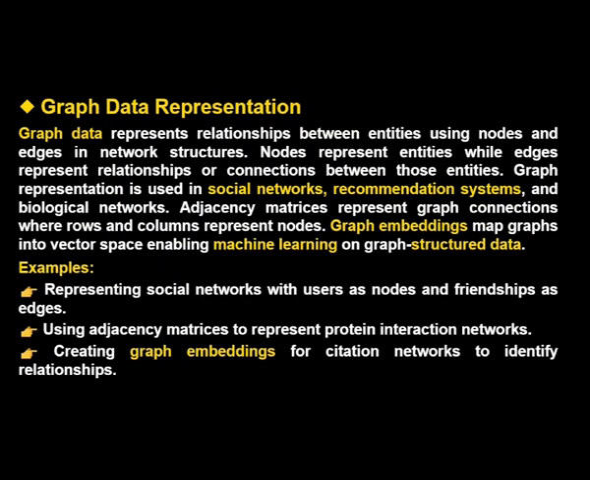So the next one is graph data representation. Graph data represents relationships between entities. In graphs, entities are represented as nodes and relationships are represented as edges. This type of representation is used in social networks, recommendation systems, and biological networks. Graphs can be represented using adjacency matrices or graph embeddings. Graph embeddings convert complex graph structures into vectors so that machine learning algorithms can process them.